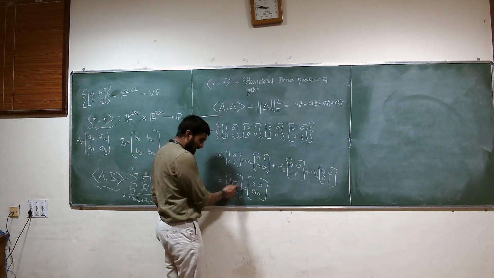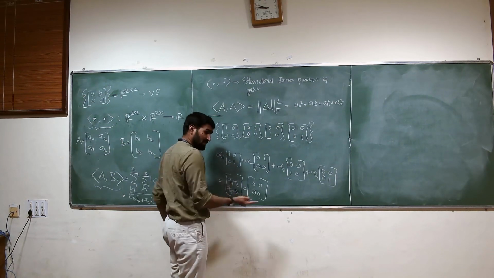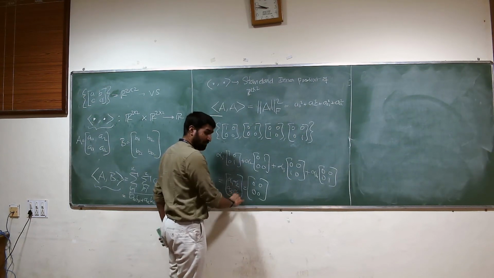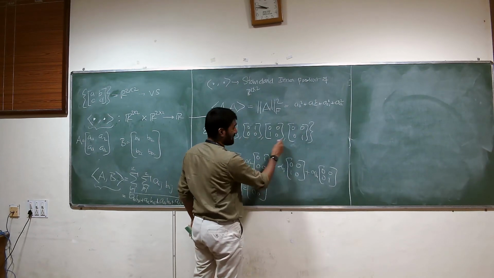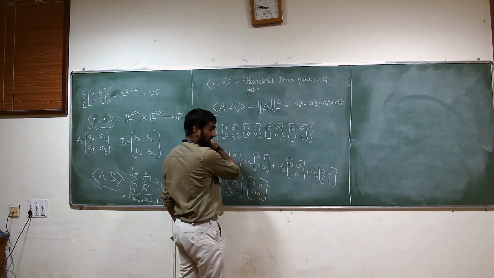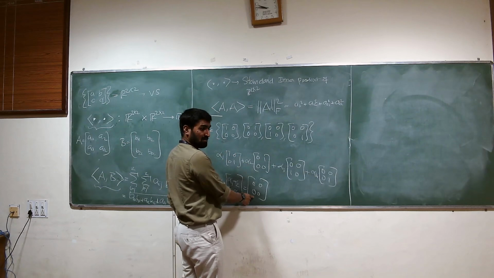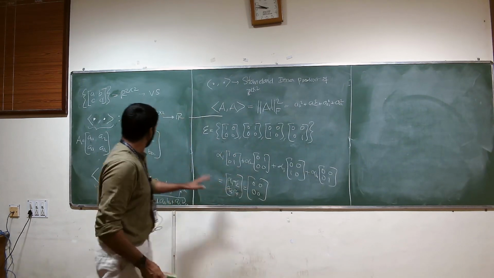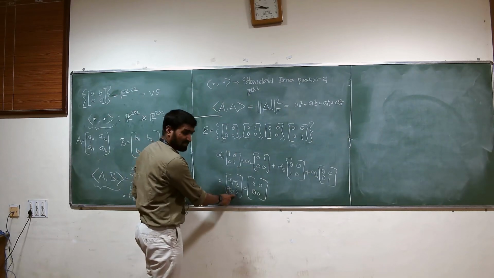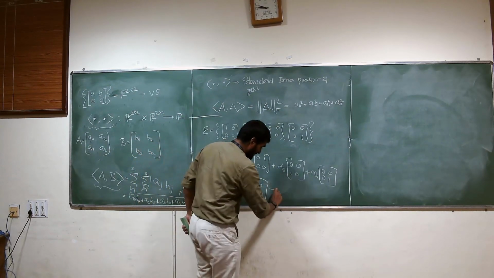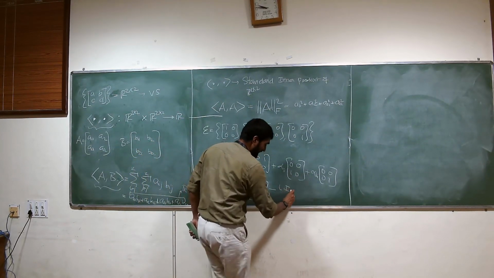The only way the first element can be 0 is if alpha 1 is 0, and same for all of them. That means the only way the linear combination of these four elements of the set E will give me the 0 element of R2 cross 2 is if each of these scalars is 0. That means this is a linearly independent set.